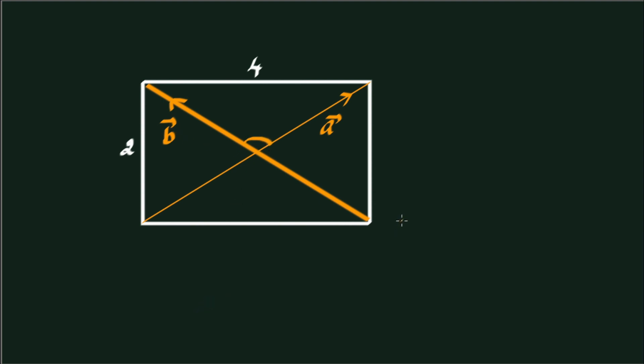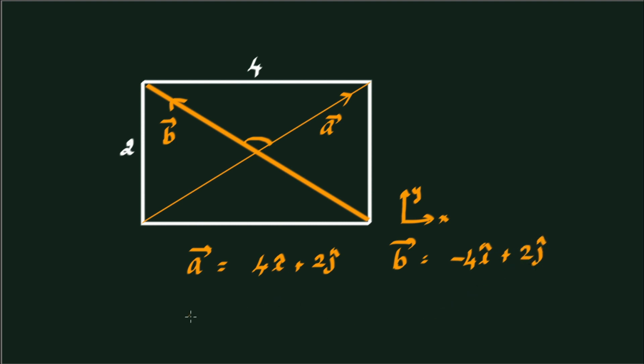So let's set up a coordinate system. Let's call this our x-axis, and let's call that our y-axis. So you can see right away that vector A is 4i cap plus 2j cap, and vector B is, you have to start at the tail and end up at the tip. So minus 4i cap plus 2j cap. So let's take the dot product of the two. A dot B is equal to AX BX, minus 16, plus AY BY, 4, that is equal to minus 12.